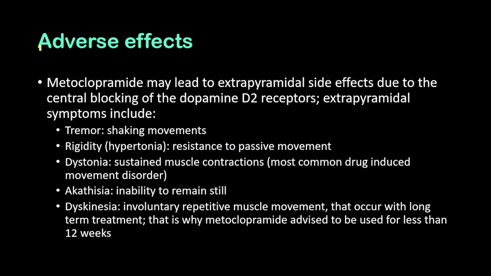Now let's talk about the adverse effects. So metoclopramide may lead to extrapyramidal side effects, and that is due to the central blocking of the dopamine D2 receptors, and the extrapyramidal symptoms include tremor, which is shaking movement. It also includes rigidity, which is resistance to passive movement, and dystonia, which is sustained muscle contraction, and dystonia is the most common drug-induced movement disorder.